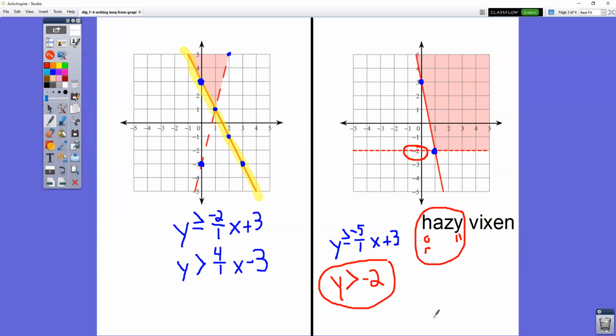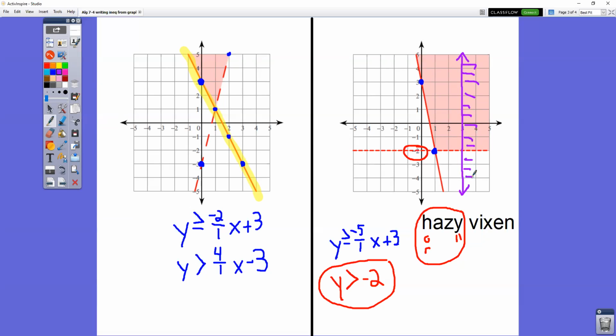Now, there's not an x in any of my other examples, so let me talk about what an x equation would look like. Let's say that we had this purple line that I'm drawing right now, and let's say that we shaded above this purple line.